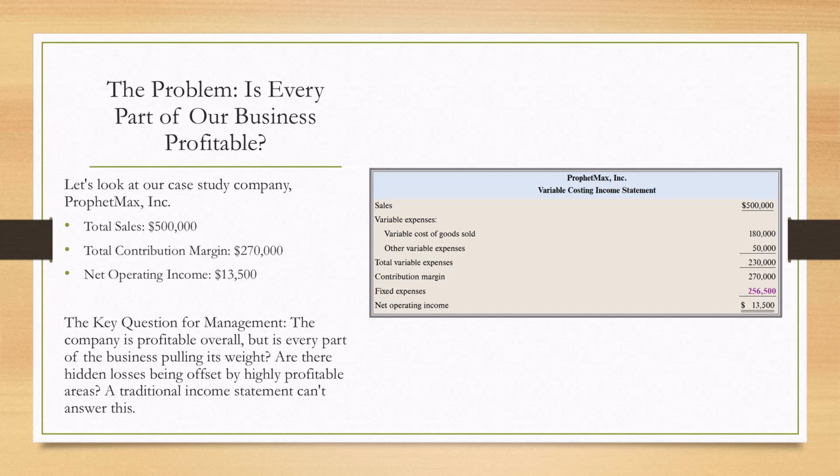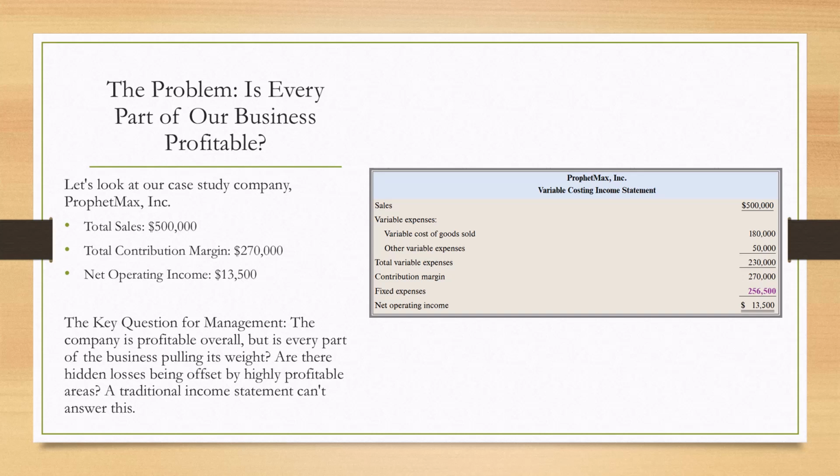A company's overall income statement can often be deceiving. Let's look at our case study company, ProfitMax, Inc. As you can see from their variable costing income statement, they had total sales of $500,000, a total contribution margin of $270,000, and a final net operating income of $13,500. So, the company is profitable.